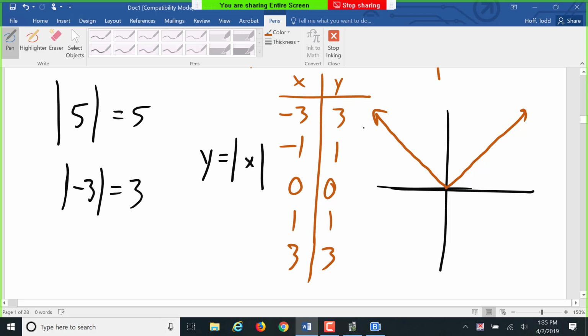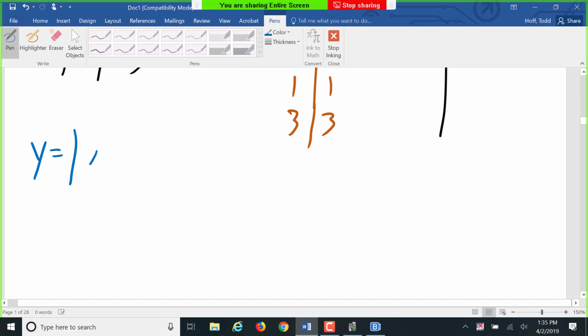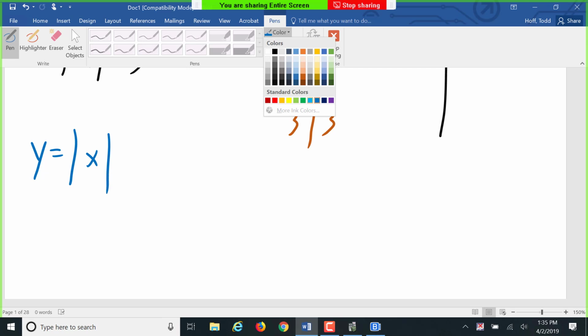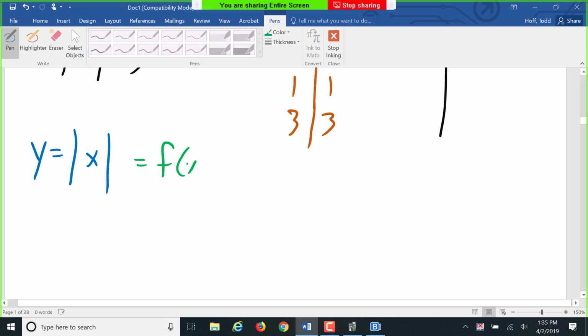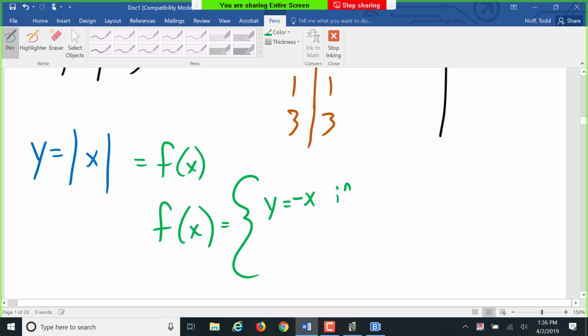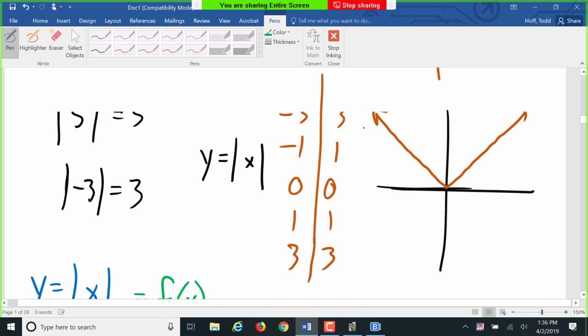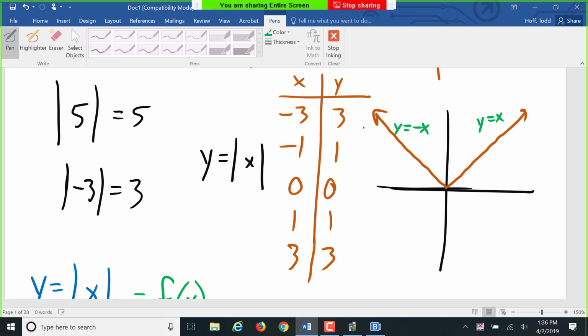It looks like that. We could actually describe this as a piecewise function if we wanted to. y equals the absolute value of x is equivalent to f of x, if f of x is defined as negative x if x is less than or equal to 0, or just x if x is greater than 0. What that's saying is this piece here is just the piece y equals x, and this is the piece y equals negative x. All absolute value equations have that same V shape to them.